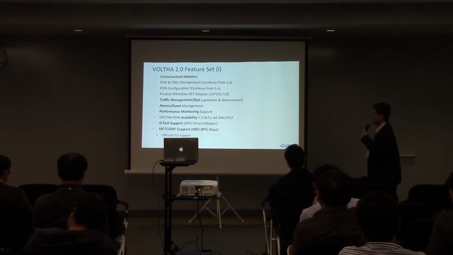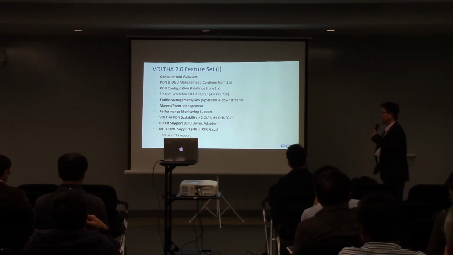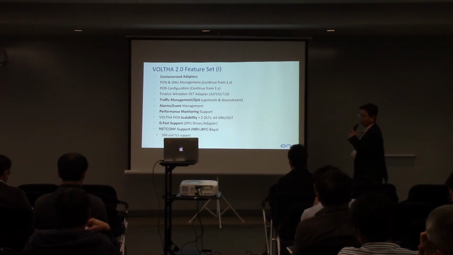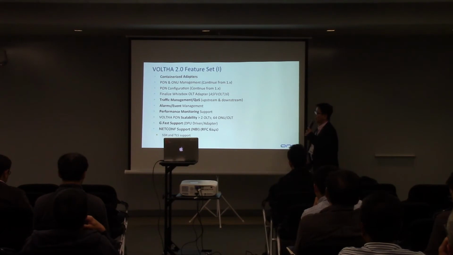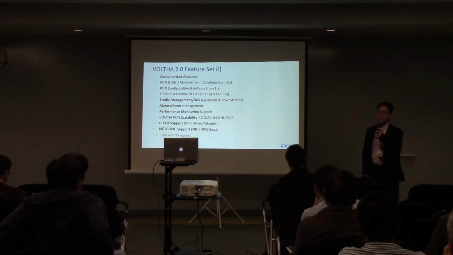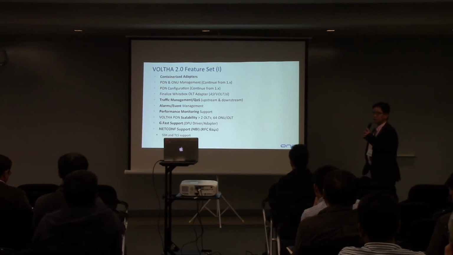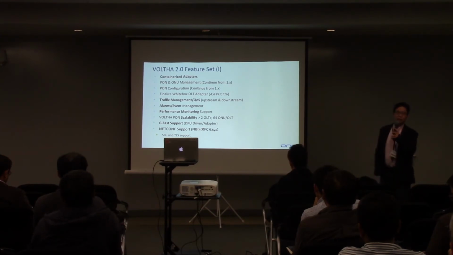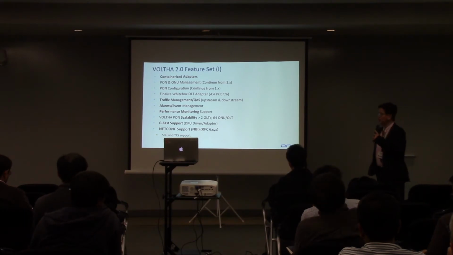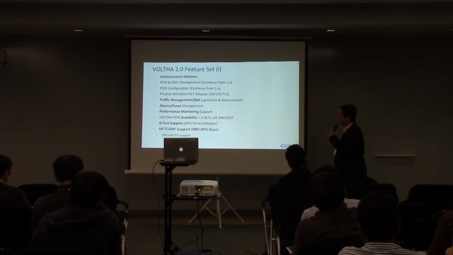And then VOLTHA PON scalability. As you heard, VOLTHA 1.0 for some of the adapters today only supports one single PON port. So right now we're hoping that on 2.0, VOLTHA can at least manage more than 2 OLTs, and each PON port will have 64 ONTs. I think for XGS-PON, the split ratio is actually 256 ONTs per PON, but I think it's too aggressive to support that, so we put 64.